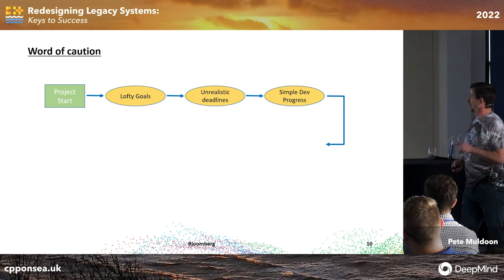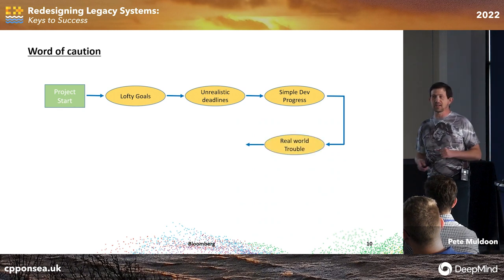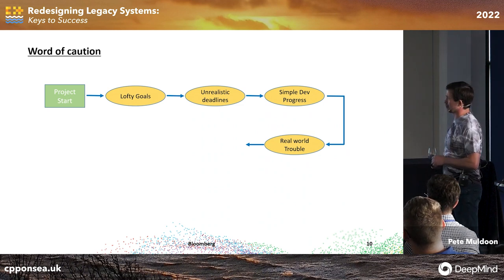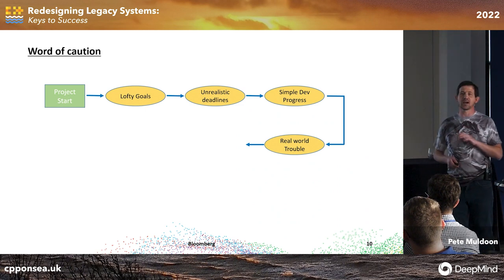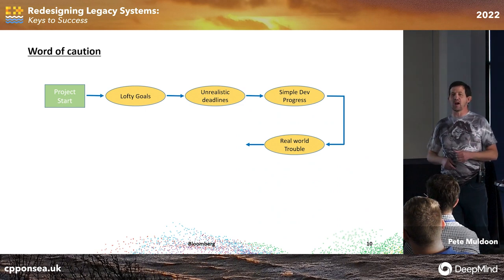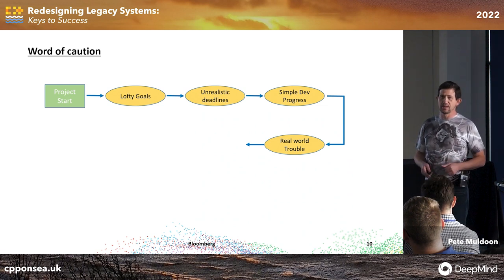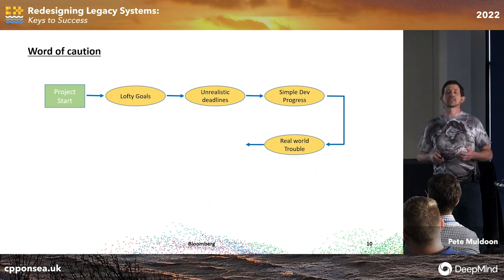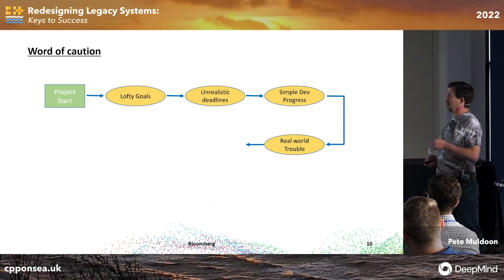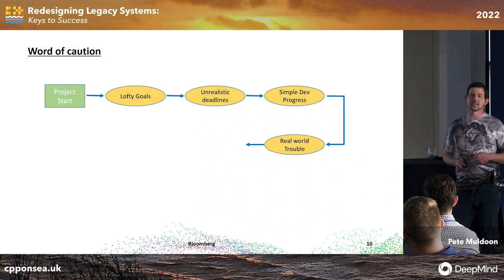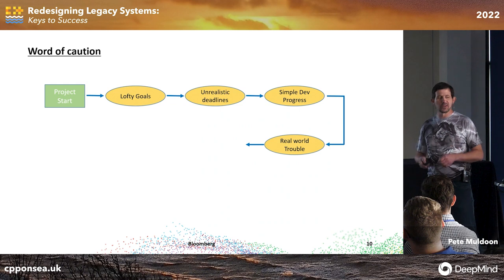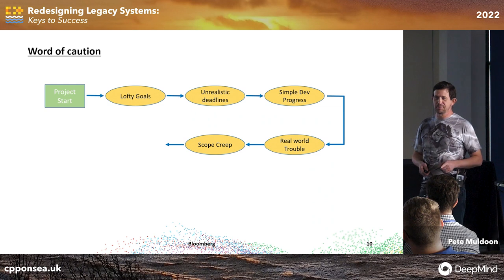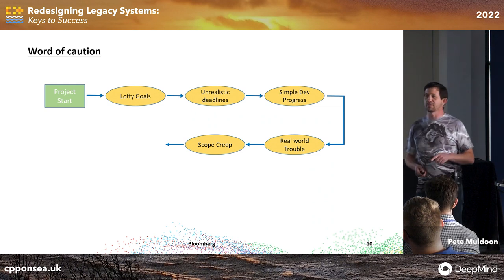But then we hit what I'll call the middle part of a project where we have what I call real-world trouble. And that comes because you're taking your simple development proof of concept and now you're expanding it to properly model that part of the system, all its arbitrariness, all its confusedness, everything that you have to now understand completely. And you find that it's a lot harder to fit into that nice, clean design that you had because you didn't fully appreciate the problem. And because you didn't understand the problem and you didn't analyze the problem, you will have scope creep.